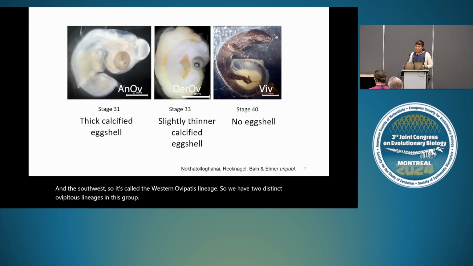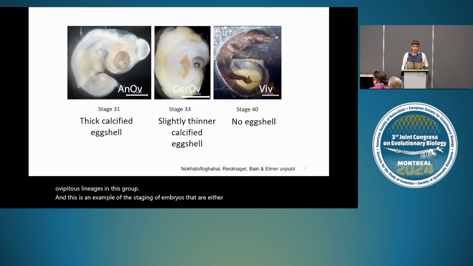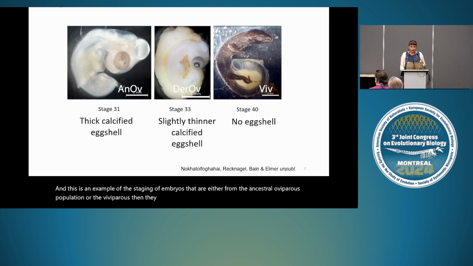And this is an example of the staging of embryos that are either from the ancestral oviparous population or the viviparous. Then they are fully developed little baby lizard neonates. And the derived or western oviparous population, that lineage has a slightly thinner calcified eggshell compared to the ancestral oviparous, and is oviposited by the female at a slightly later stage of development.